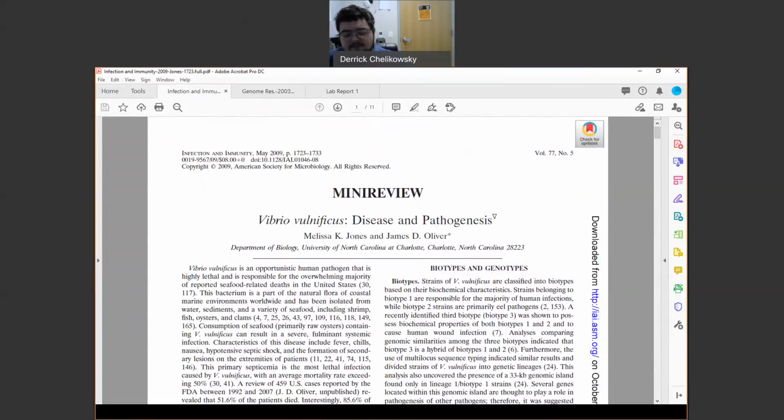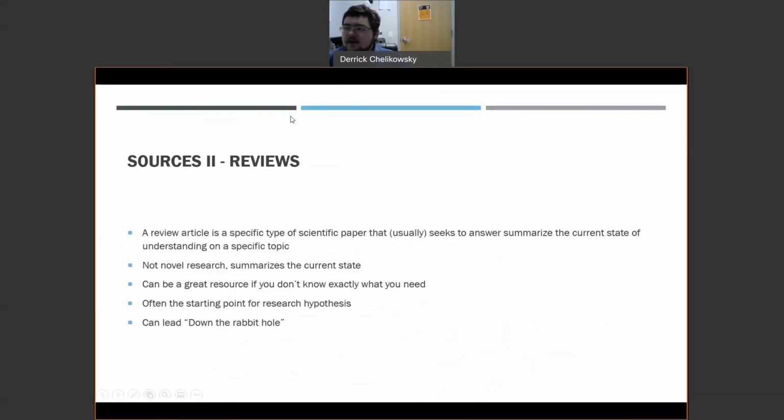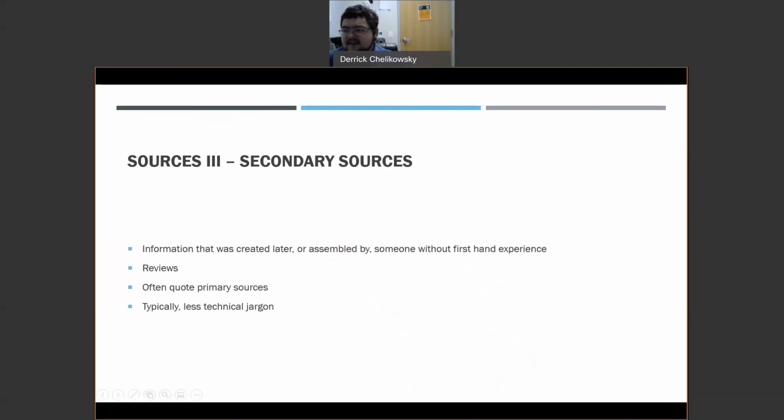Now, those are still scientific literature. Both a scientific paper with novel research and a review are scientific literature. And that is different than, say, an article from Time magazine or something of that nature. Now back to our PowerPoint. A review itself is what's known as a secondary source. It's information that was created after the original content. The person who does the research and finds out the thing, whatever that may be, that is a primary source. A secondary source is information that was assembled, created later, sometimes with, but more often than not, without firsthand experience.